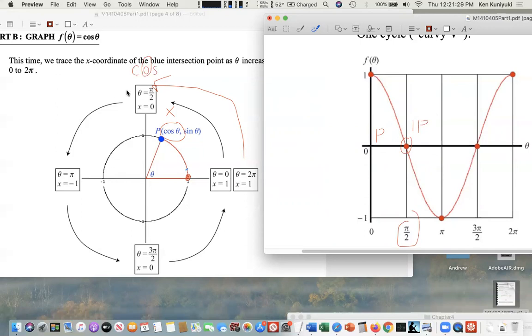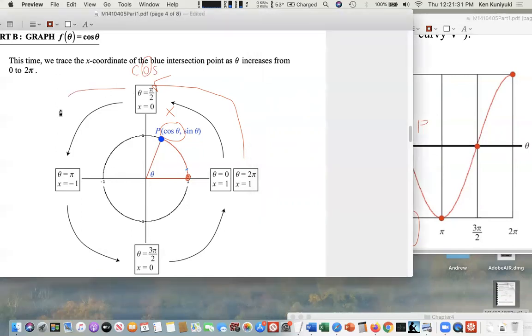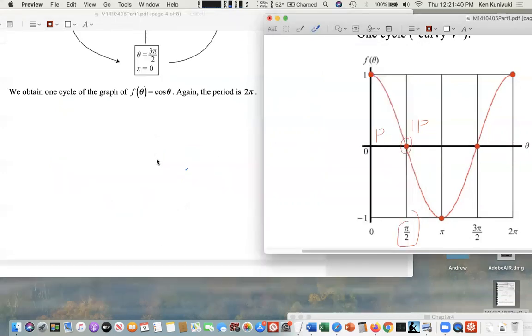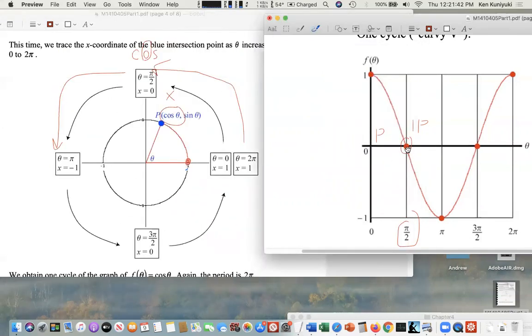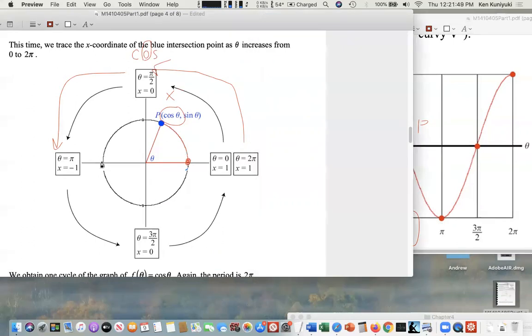All right, as we go from theta equals pi over 2 to theta equals pi, what's happening to the x-coordinate, the cosine value? It's going down from 0 to negative 1. Cosine of pi is negative 1. The x-coordinate here is negative 1.